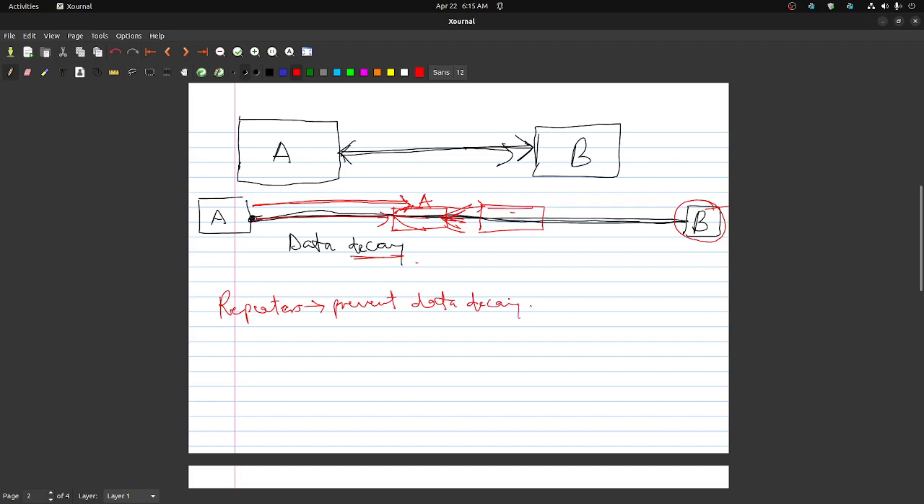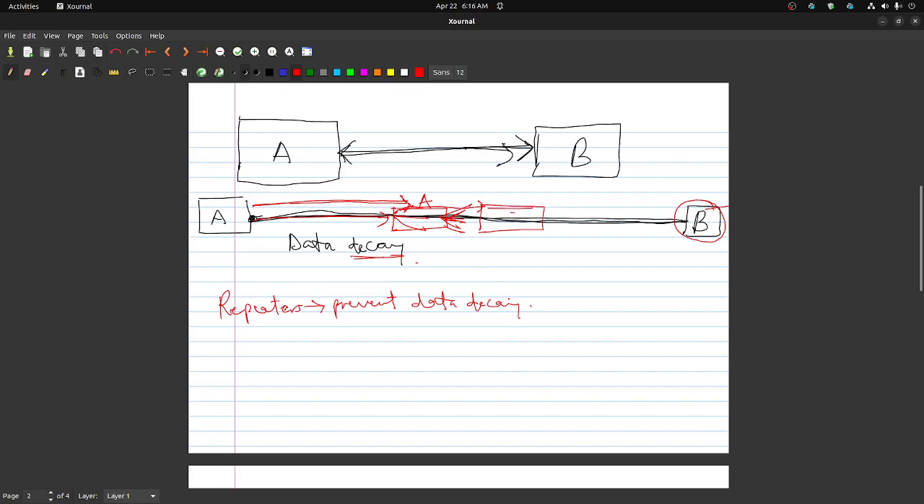From A to B, you've got repeaters installed in such a way that the data does not decay as it travels along that wire, along the network, between the computers. That is the job of the repeater. So the first thing you need to understand here is that repeaters prevent data from being reduced. It increases the validity or efficacy of that data from the source to the destination.